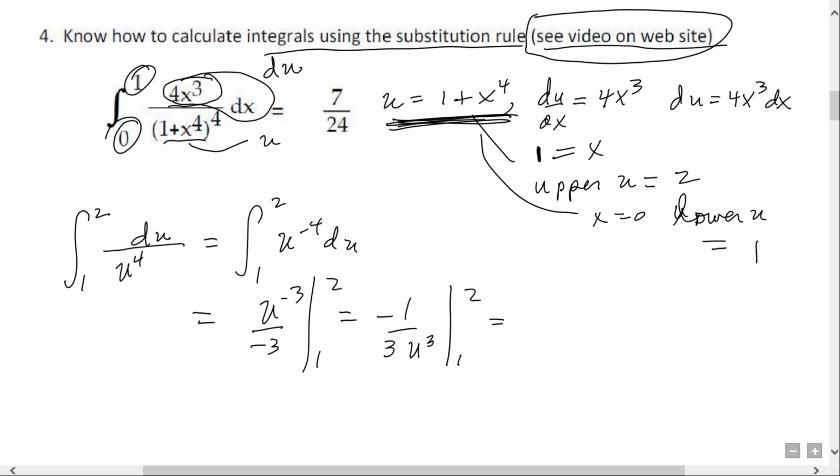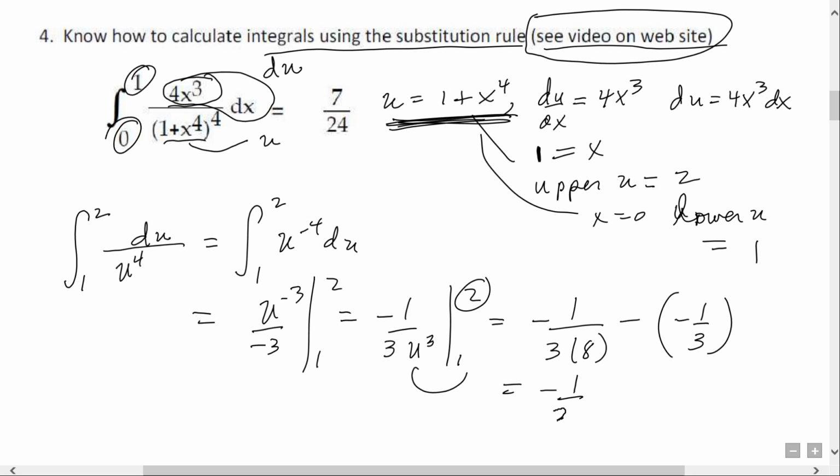And so we get, plugging in 2, minus 1 over 3 times 8, minus, plugging in 1, minus 1/3. So we get minus 1 over 24 plus 1/3, equal to minus 1 over 24 plus 8 over 24, equal to 7 over 24. So the answer is 7/24.